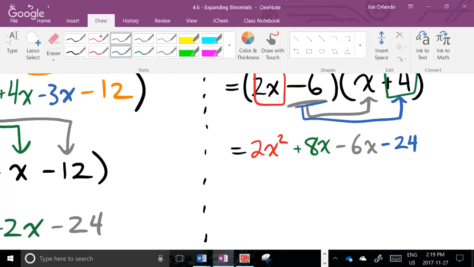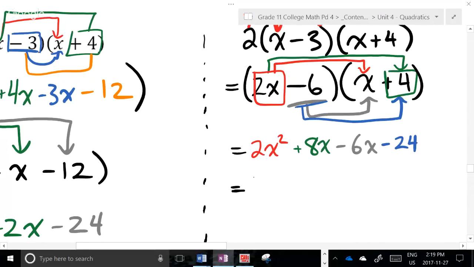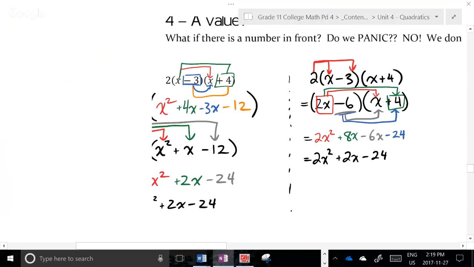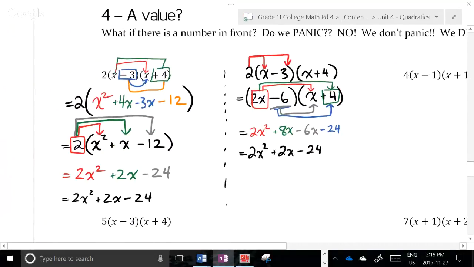And now I could collect like terms. 2x squared. What is 8x minus 6x? 8x minus 6x is? Very good. And minus 24. These are both okay ways to answer that. In my mind, this makes more sense.